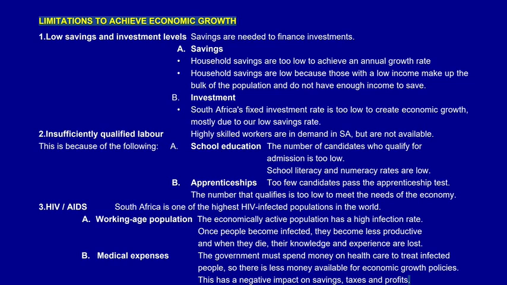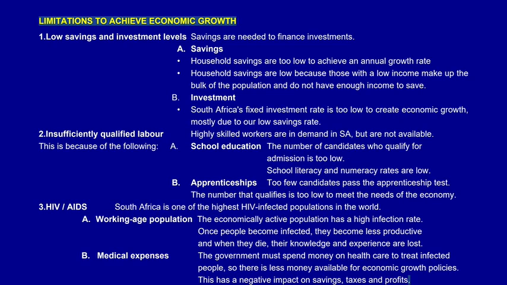Then the limitations to achieve economic growth, the things that sort of hamper economic growth. The first one there, low savings and investment levels. We put the two together because, as we said, savings are needed to finance investment. So if we look at savings, household savings are too low to achieve an annual growth rate. And the reason the household savings are low is because those with a low income make up the bulk of the population and do not have enough income to save.